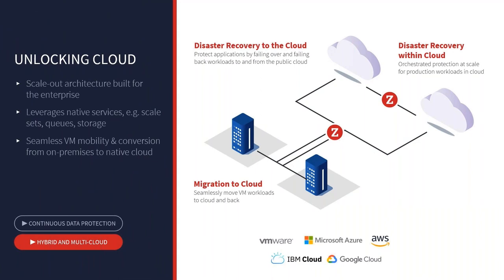We basically take that CDP that we are known for, and we allow for the movement of your virtual machines to the cloud itself, in case of an actual disaster, so you can do disaster recovery to the cloud. If something happens on premise, you spin it up in a public cloud provider or MSP. You're able to run the application there. And then once everything is fine, you can bring it back down on premise and start again.